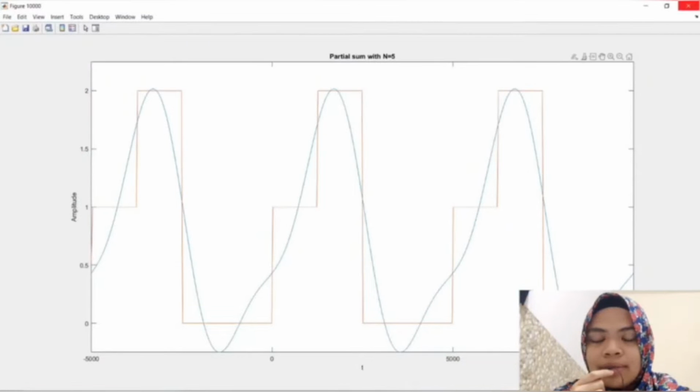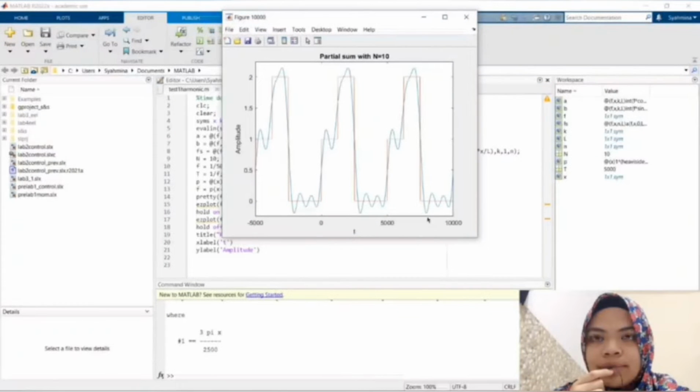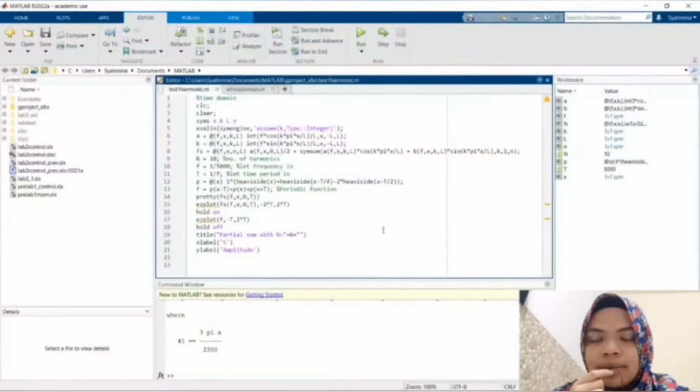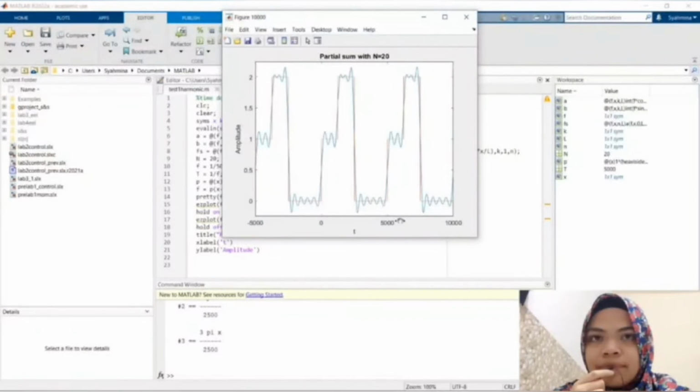We obtain this waveform. When n is equal to 10, we can see that the sinusoidal waveform is starting to get closer to the reference signal. And when n is equal to 20, you can see that the sinusoidal waveform is getting really close to the reference signal, which is the square wave.